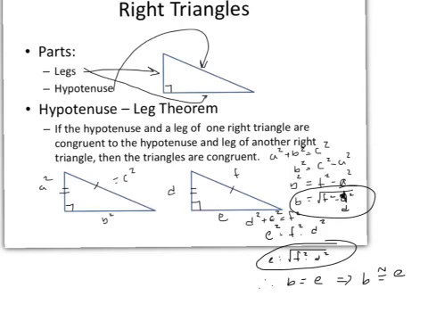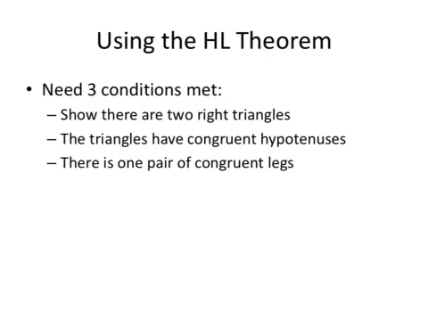So that goes to show that we now have side, side, side. All our sides are congruent to all our corresponding sides, and so that proves our hypotenuse leg theorem. You don't need to memorize this, I just thought you'd like to see it. Okay, so using the hypotenuse leg theorem, we need three conditions to be met. First, we need to show there are two right triangles, that they have congruent hypotenuses, and that there is one pair of congruent corresponding legs. Okay? If we can show that, then we have two congruent right triangles.